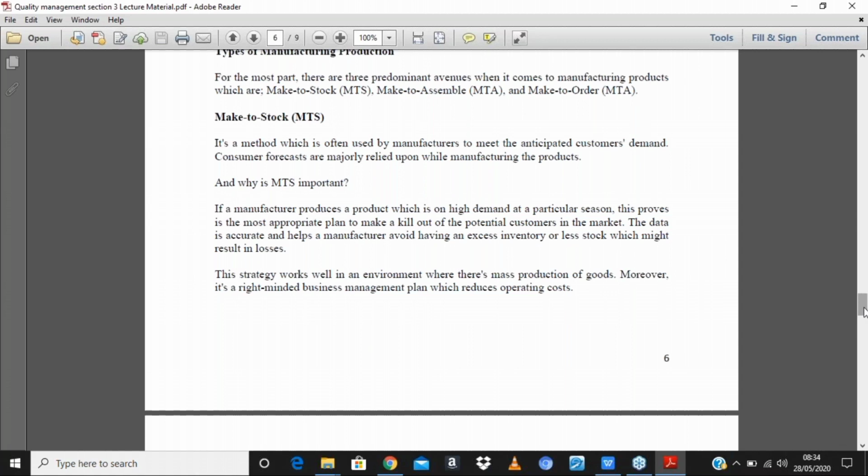The data is accurate and helps a manufacturer avoid having excess inventory or too little stock. This strategy works well in an environment where there's mass production of goods. Moreover, it is a right-minded business management plan which reduces operating costs. So what is make to stock? It's a method whereby manufacturers try to meet what is called anticipated customer demand. For instance, we know that we might be in the dry season, and let's assume we're in the dry season.